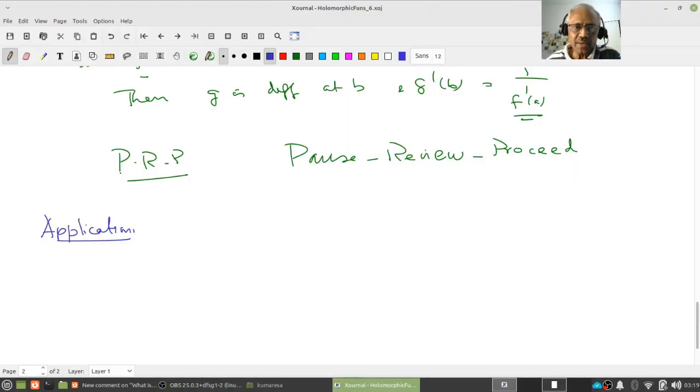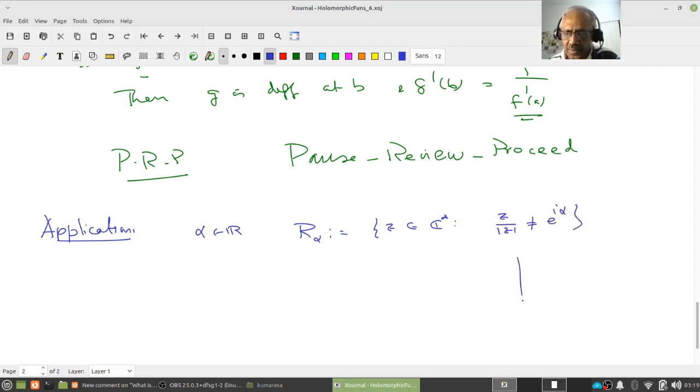So an application is what I want to give. What is the application? Let us recall, for any real number alpha, we defined what is meant by R alpha. R alpha is the set of complex numbers z in C star such that z by mod z is equal to e power I alpha. The picture is something like this. This is alpha, this is R alpha, and I remove it. Therefore my U alpha was C minus R alpha. This is an open set.